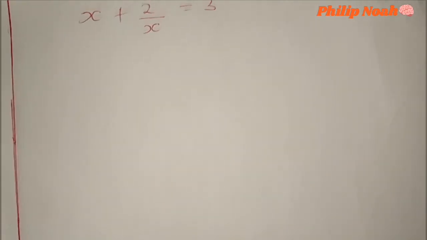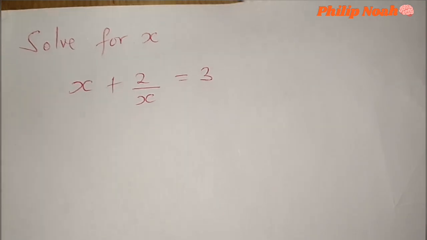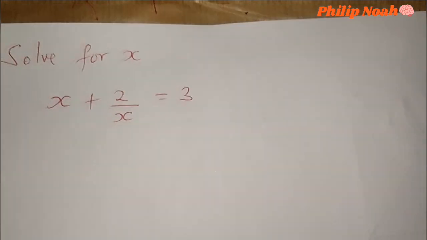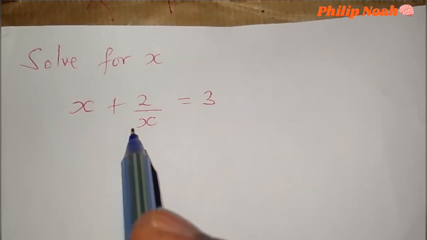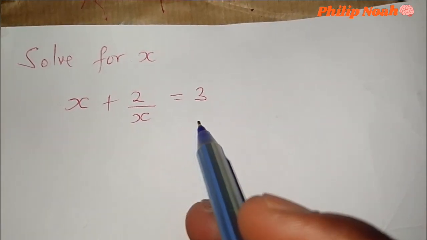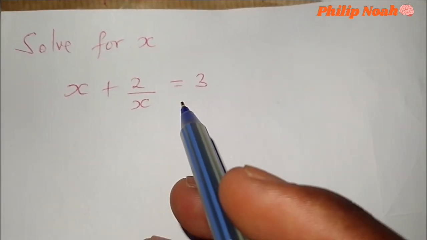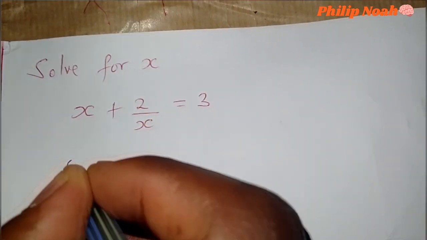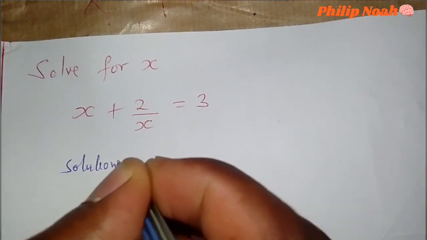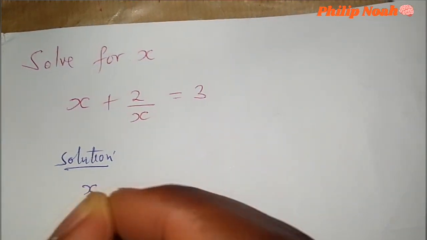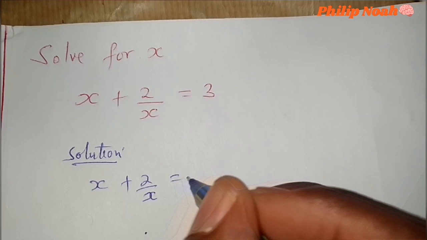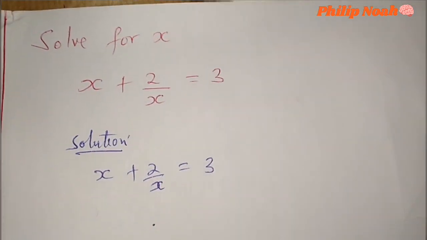This is Filipino Explaining. So in this video I'm going to show you how to solve for x in this amazing equation. We have been given x plus 2 over x is equals to 3, and we are required to find the value of x. Solution. So we have x plus 2 over x is equals to 3.